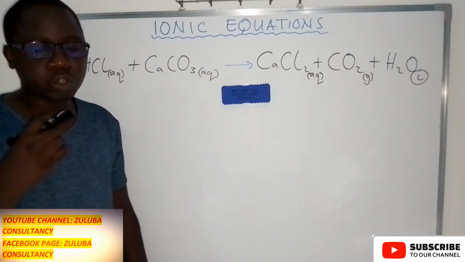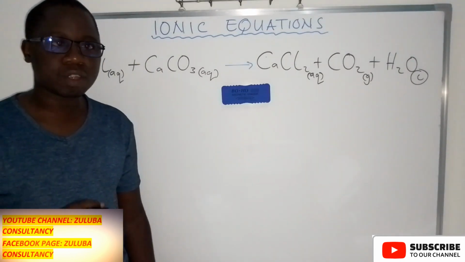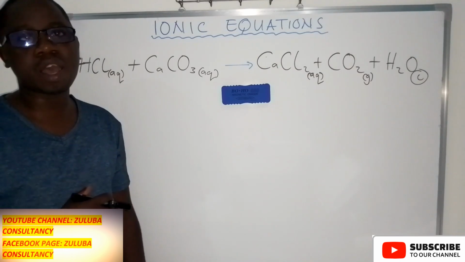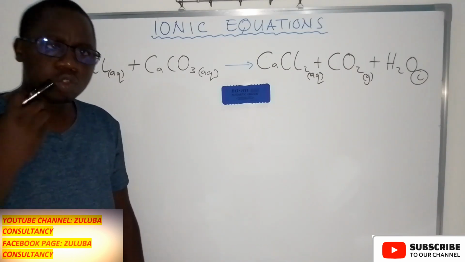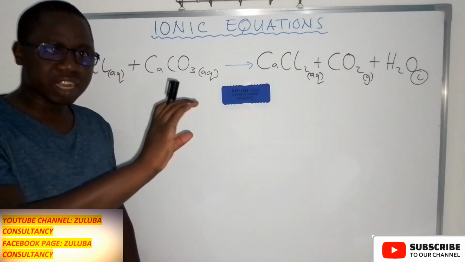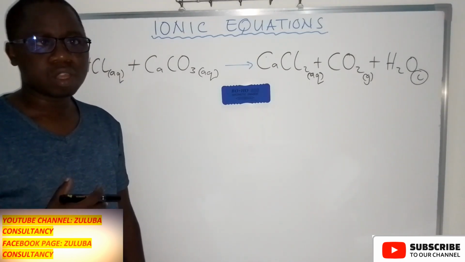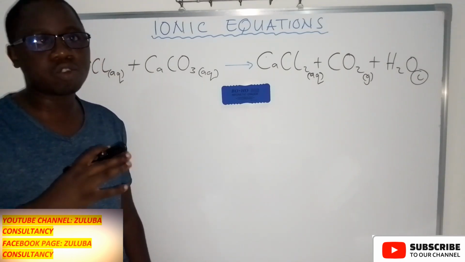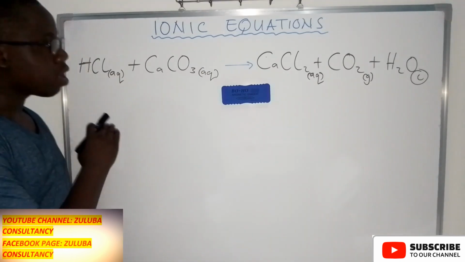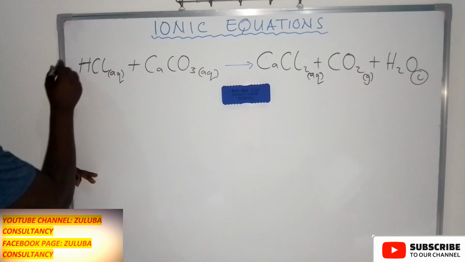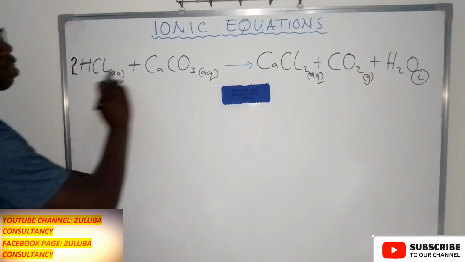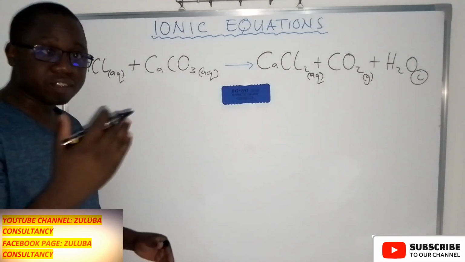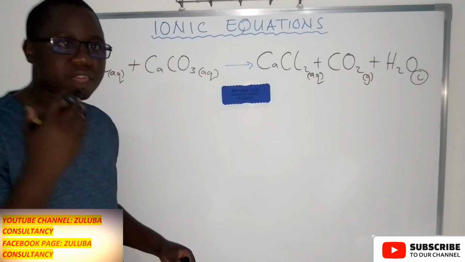The first thing that you should do when you're coming up with ionic equations is to check if the reaction that you have is balanced. So you need to make sure that the reaction under question is balanced. And do not worry, Zuluba Consultants has produced videos that can help you to learn how to balance equations. So in this one, I'll simply say, if you put a 2 here, then this equation becomes a balanced equation. So I have done the first step, that is balancing this equation.